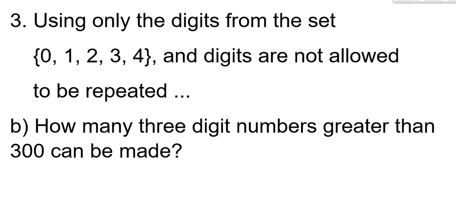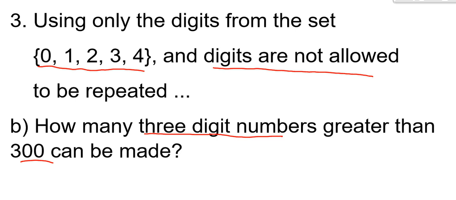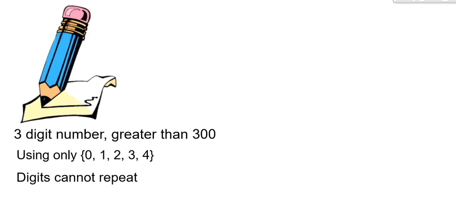So let's look at part B. It's the same principle that we're using, only the digits from the set 0, 1, 2, 3, 4. Digits are not allowed to be repeated. Now we want to make 3-digit numbers greater than 300. So it's the same question. So let's just say we know that we have 3 choices to make. A 3-digit number has 3 choices to make.